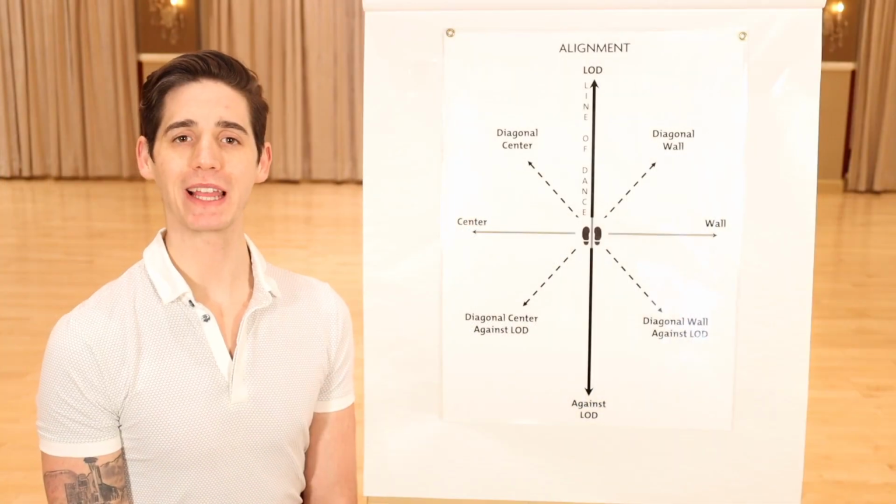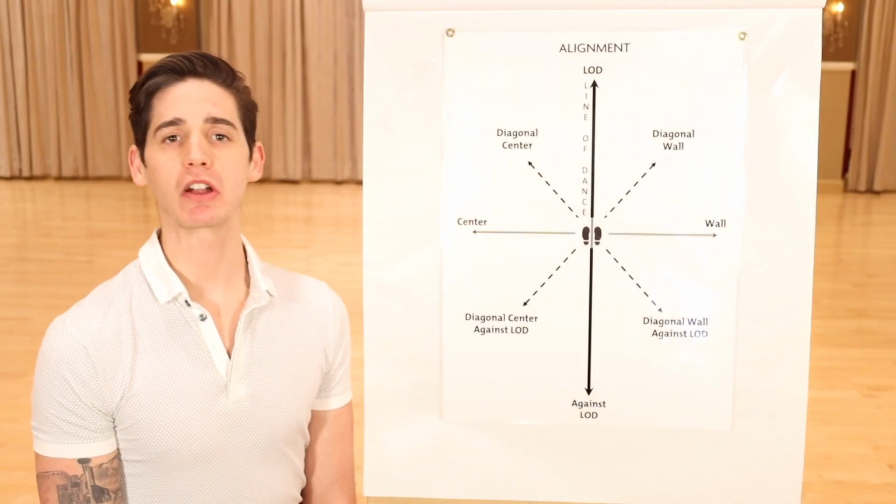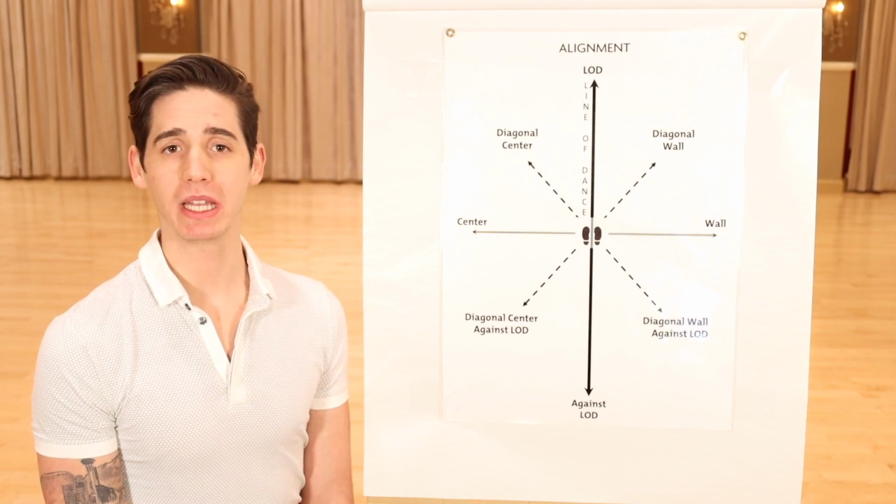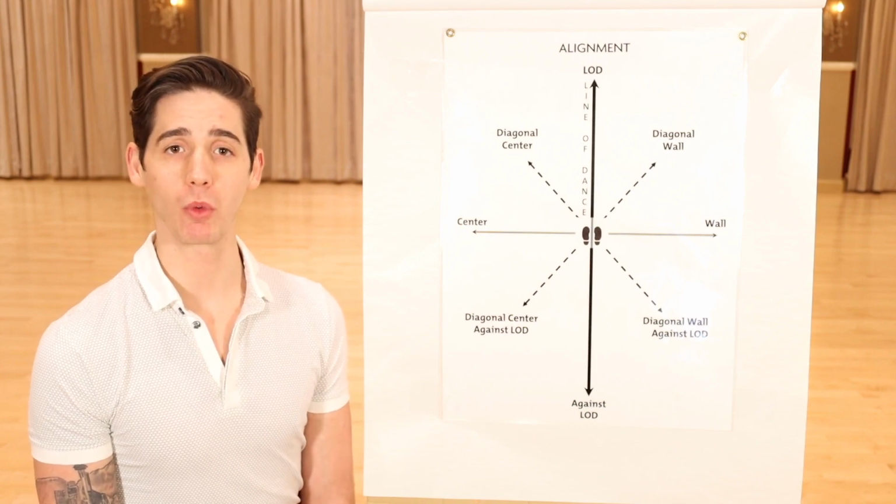Alignments can be overwhelming and difficult at first, but I'm going to break them down so you can navigate the dance floor with ease. Alright, let's break down our alignment chart. There are 8 different alignments that we need to be aware of. Let's start with our main 4.